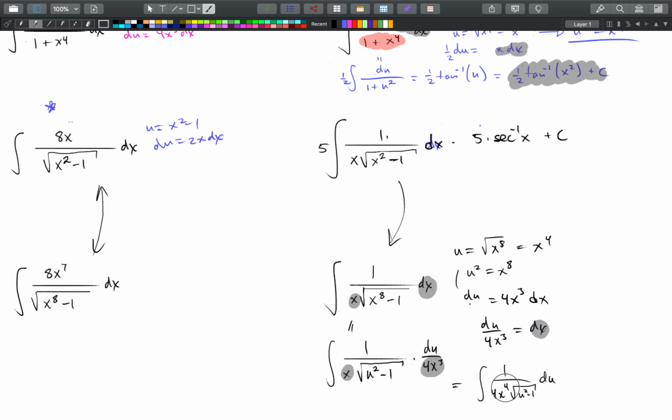Now, notice this x to the 4th term. I've seen that before. It's exactly my u. So the 4 can come out in front. So 1 over 4 on the outside, and on the inside, 1 over, not x to the 4th, but u, square root of u squared minus 1 du, and that's just 1/4 of arc secant of u plus c, which is 1/4 arc secant of x to the 4th plus c. There you go.